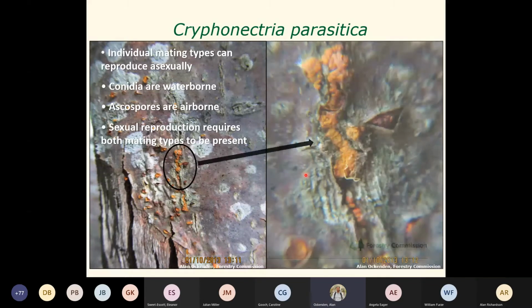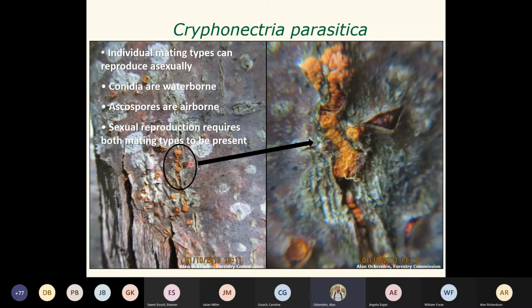Again, thinking about using hand lenses, a ×10 hand lens. That triangular shape is that one there, and what you can see here is a conidial tendril. You can see the conidia just appearing out of that fruiting body. So that's what they look like. You can actually see them with fairly low magnification. Quite fun looking little things, really.